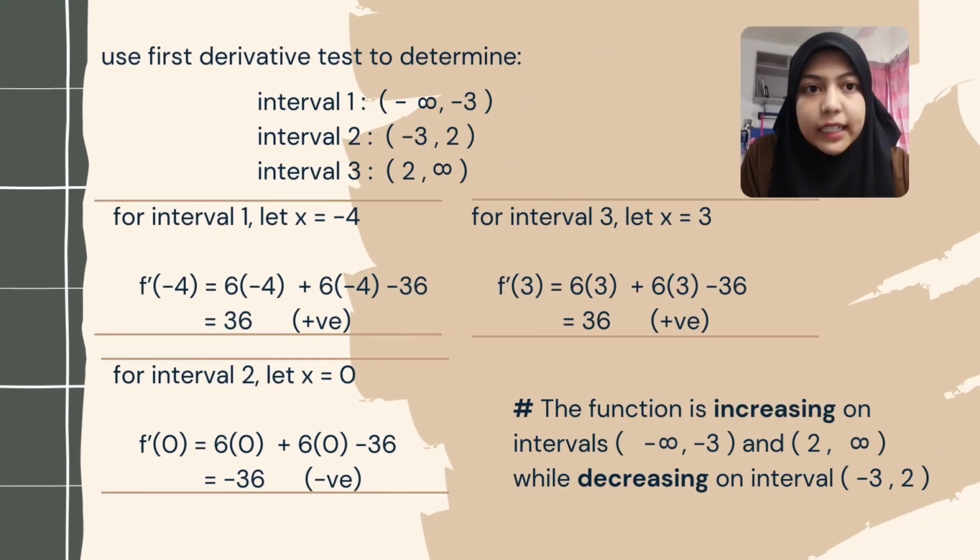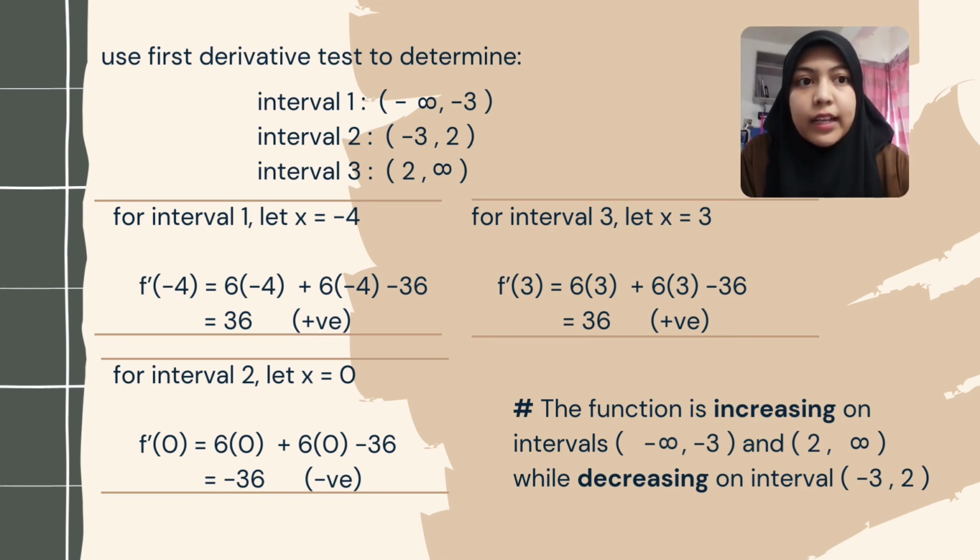After we get the critical points, we will use them to make the intervals. The first interval is negative infinity to negative 3. The second interval is negative 3 to 2. And the third interval is 2 to infinity. Then we use the first derivative test to determine whether each interval is increasing or decreasing.